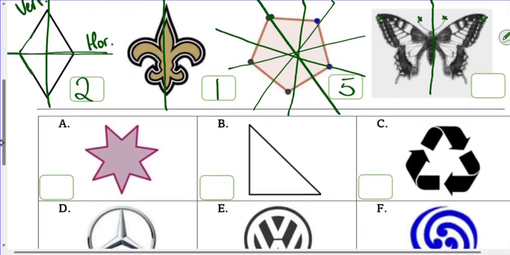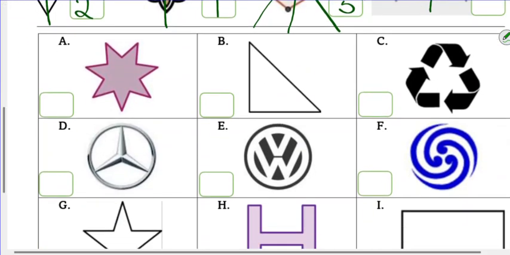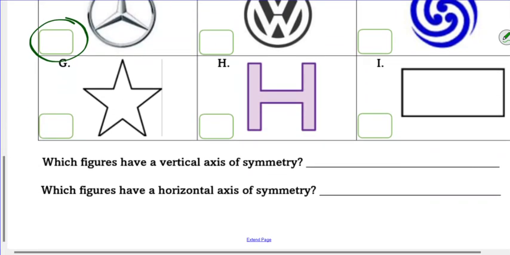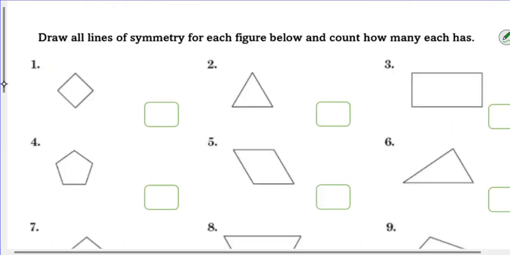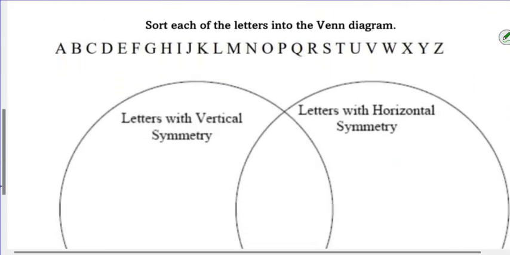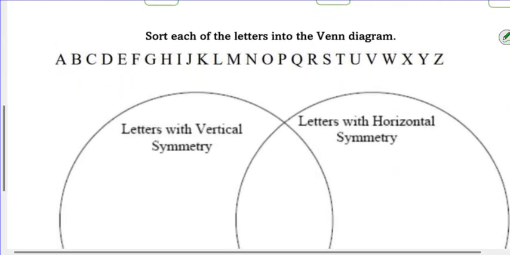Alright, so I want you to try each of these, draw those lines of symmetry, and then describe how many lines of symmetry you're able to draw. And then at the bottom, you're going to say which ones have vertical symmetry and which ones have horizontal symmetry. We're going to do the same thing on the next page and then sort these letters into their type of symmetry or if they have both.